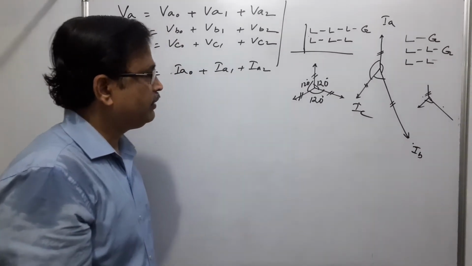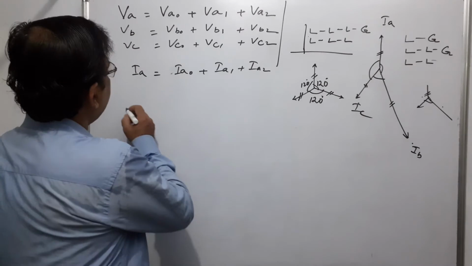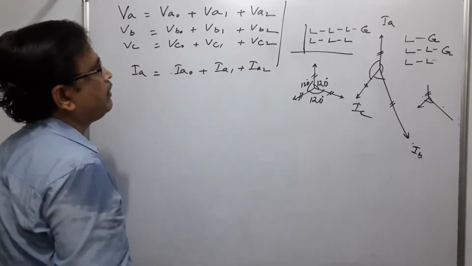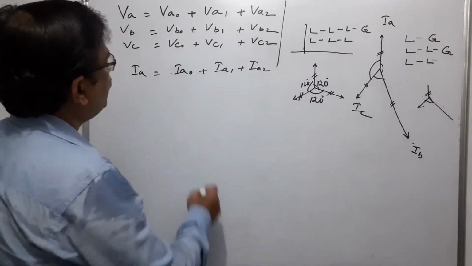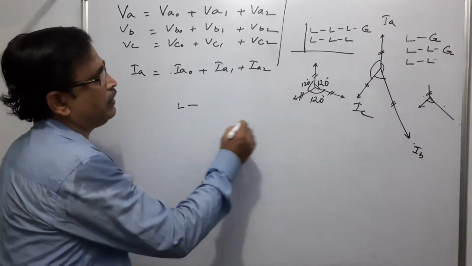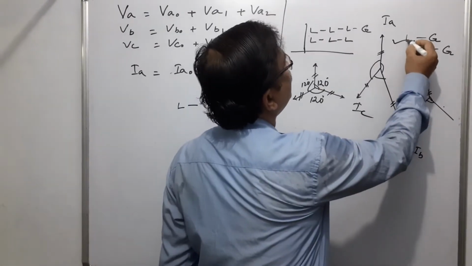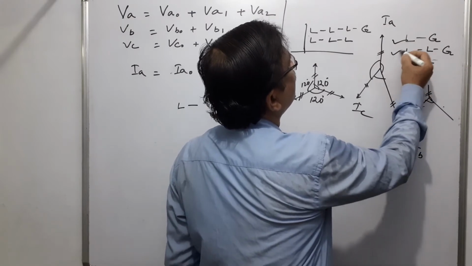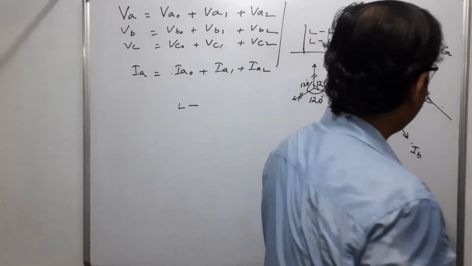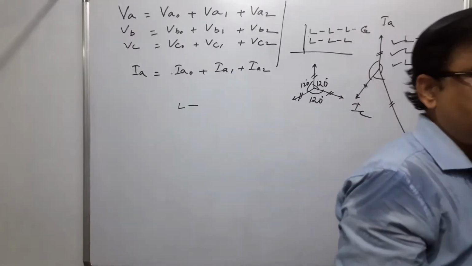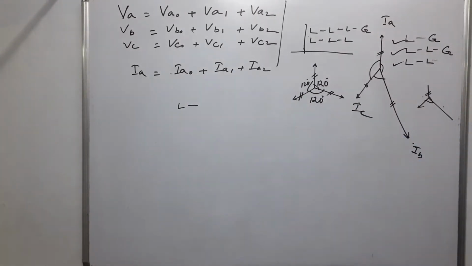Now we will see the three cases of alternator fault. One is the alternator LG fault, another is the alternator LLG fault, and the third is the alternator LL fault. One by one we will see that. Note it.